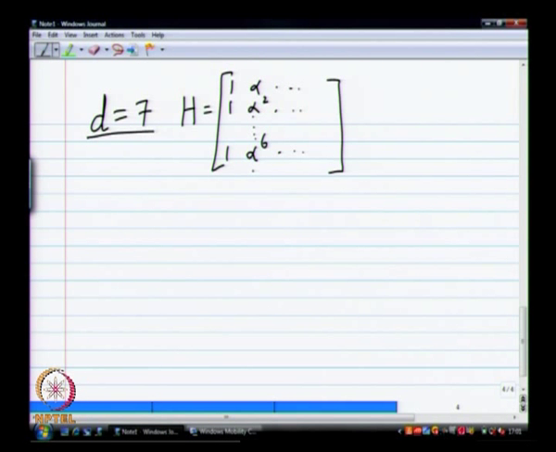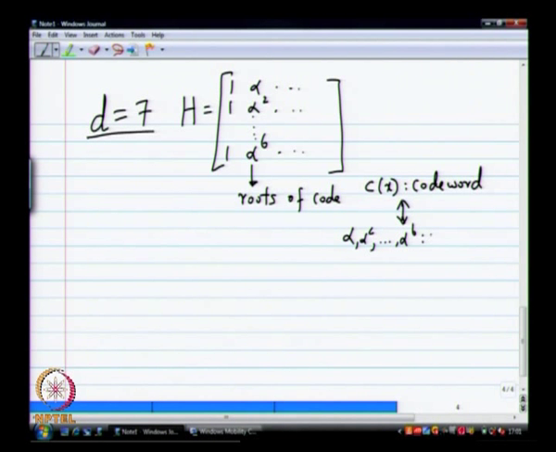Okay, so from here, this column tells you the roots of the code. What do I mean by roots of code? Basically what it means is, if you have a code word c(x), c(x) is a code word if and only if alpha, alpha squared, and so on till alpha power 6 are roots of c(x). So that is why that column is called the roots of the code. If you think of your code words as a polynomial, all those entries in those columns are roots of the code word polynomial. So it is called roots.